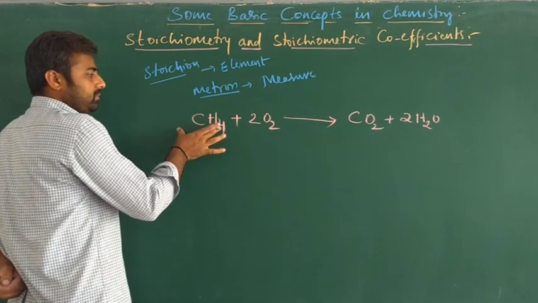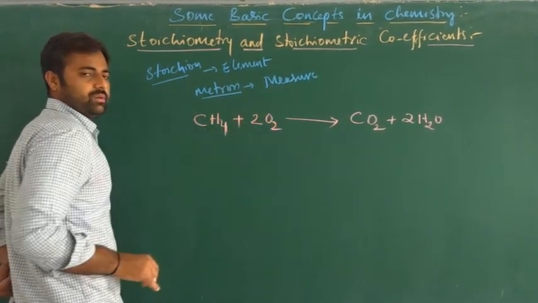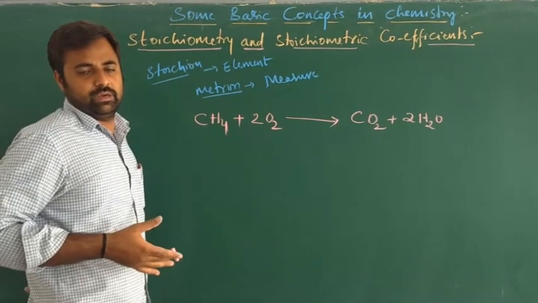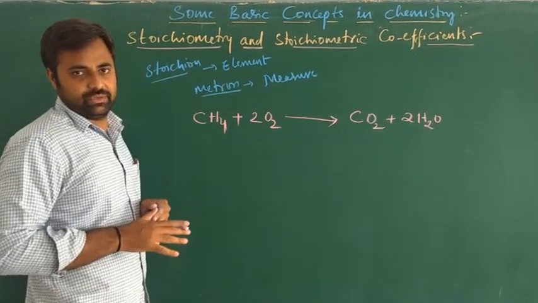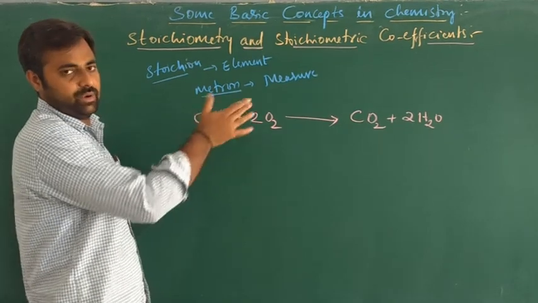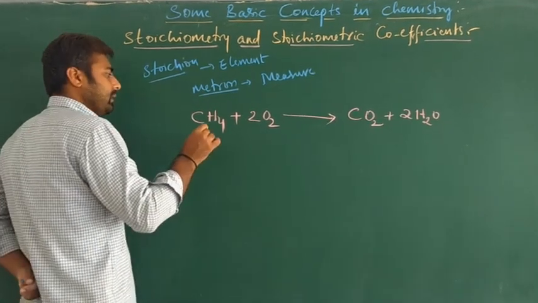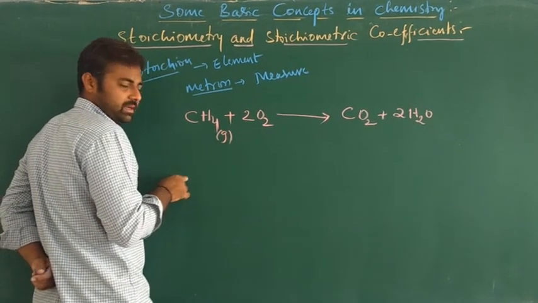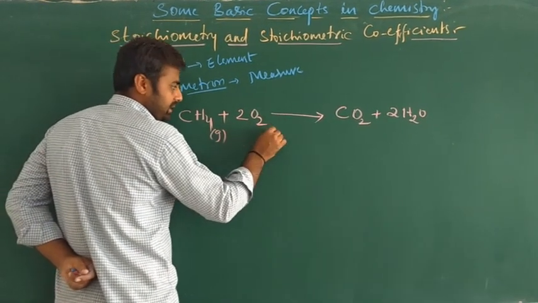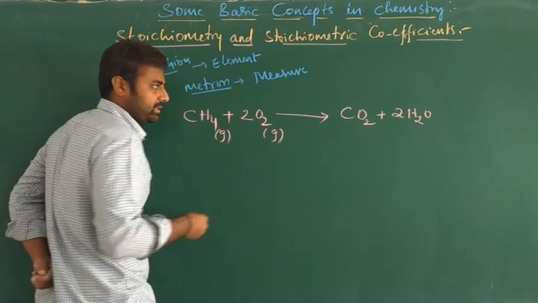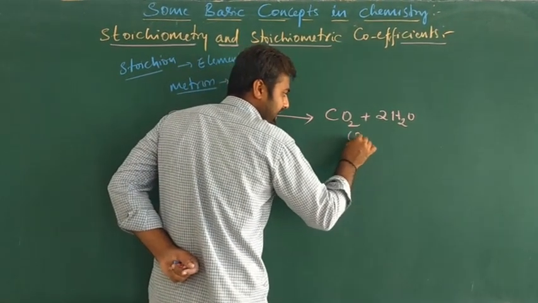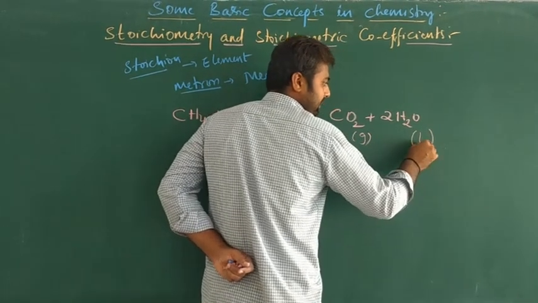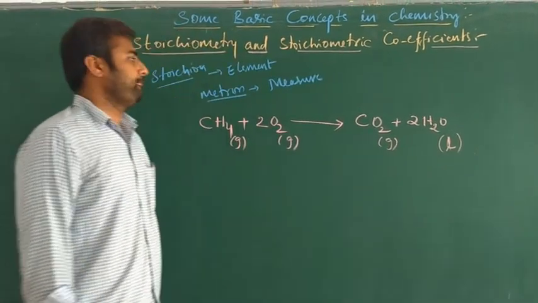Here, in this reaction, the reactants and products are represented along with their physical state also. The physical state of these reactants and products is represented by using a symbol. As methane is a gas, that's why it is represented by g. Oxygen is also a gas, represented by g. Carbon dioxide is a gas, represented by g, and water is a liquid, represented by l.